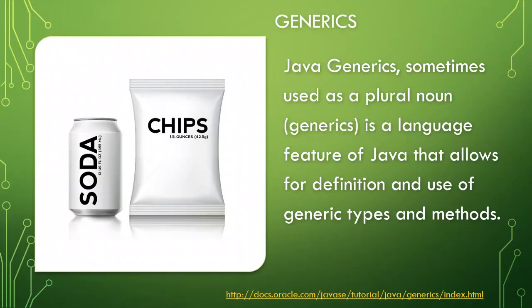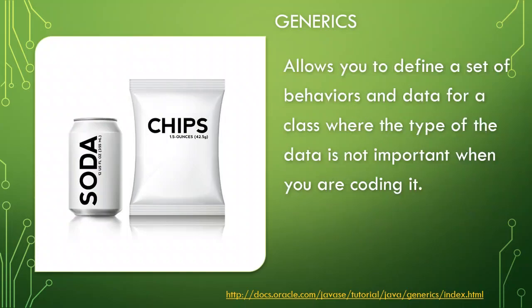So Java generics, sometimes used as the plural noun generics, is a language feature of Java that allows for definition and use of generic types and methods, being that the type can be defined later on after the implementation, but when it's instantiated and then used from that point onwards.